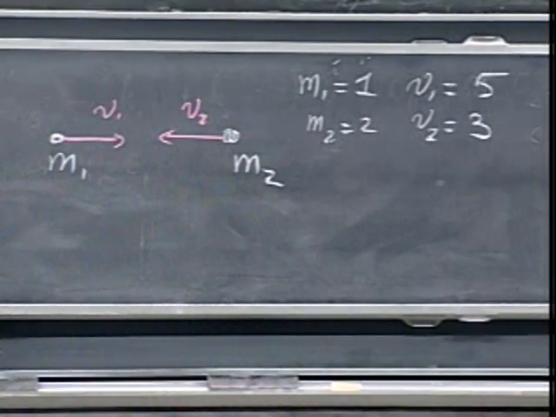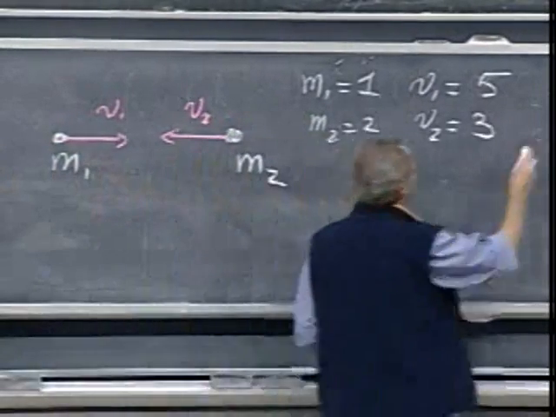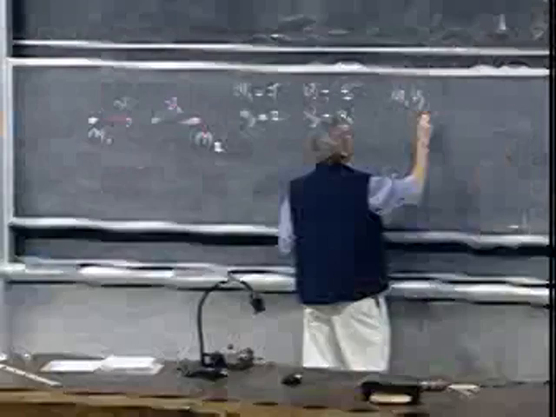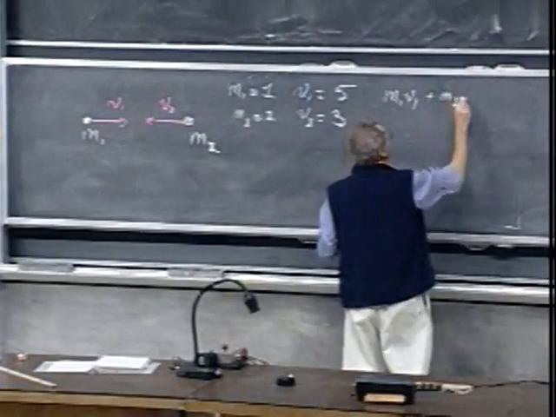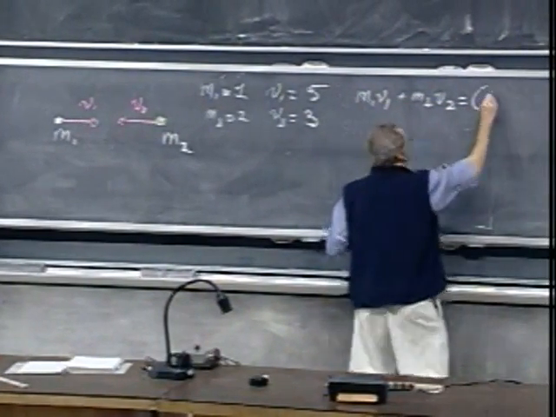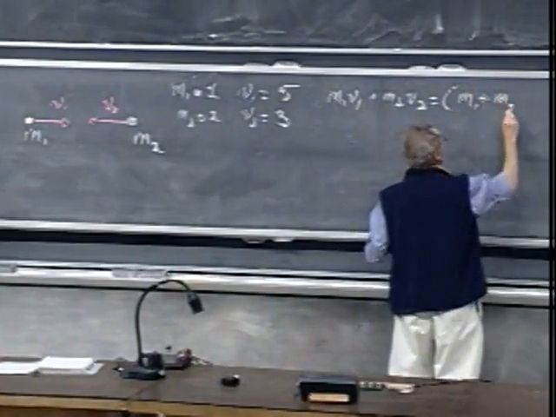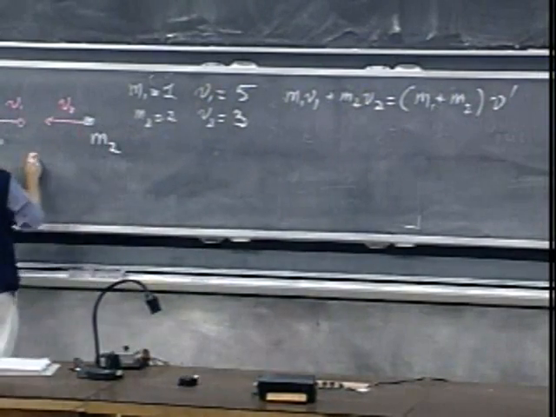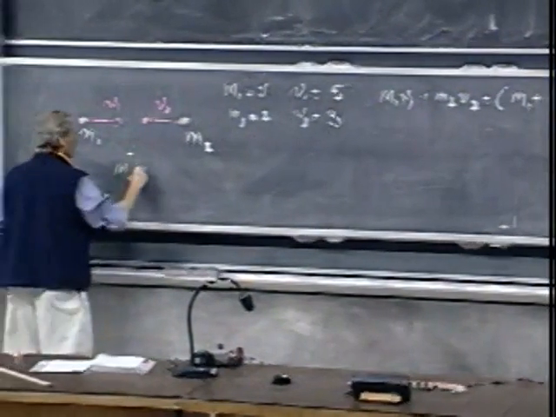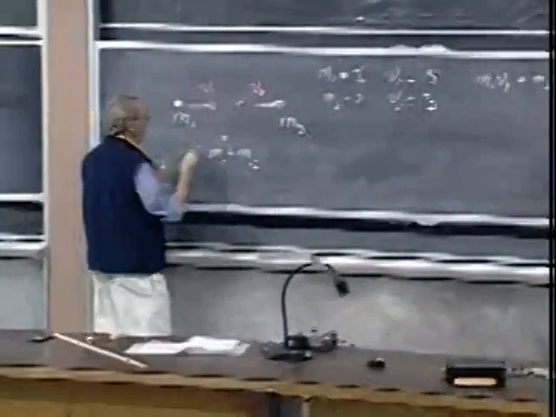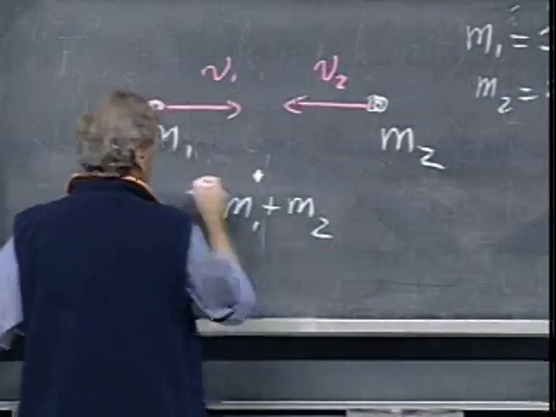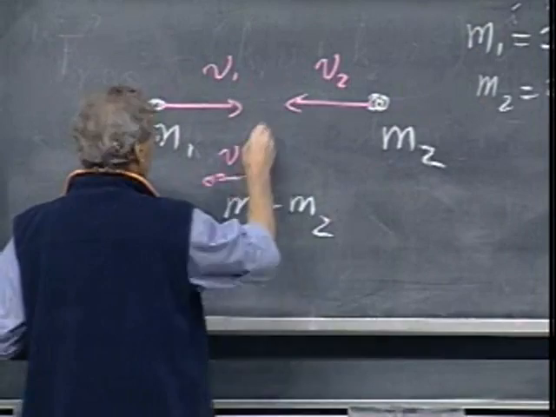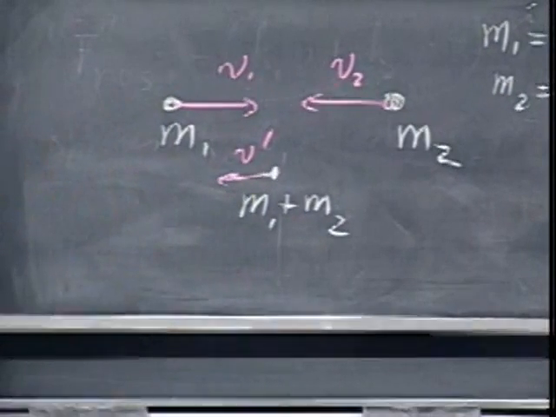Momentum is conserved, so I can write down that M1 times V1 plus M2 times V2 must be M1 plus M2 times V prime. It is a completely inelastic collision. They come together, they stick together, the total mass is going to be M1 plus M2, and they're going to fly either in this direction or in this direction, but whatever it is, I call it V prime. It's after the collision.